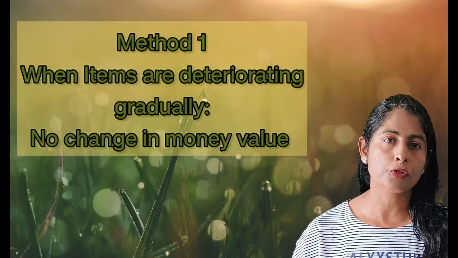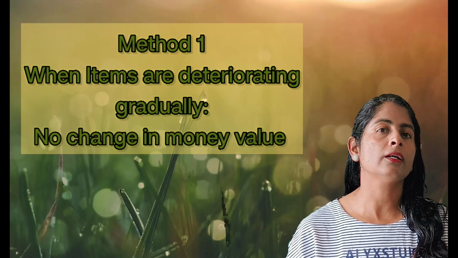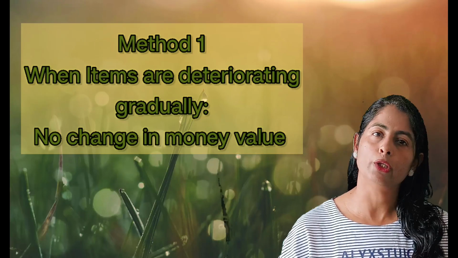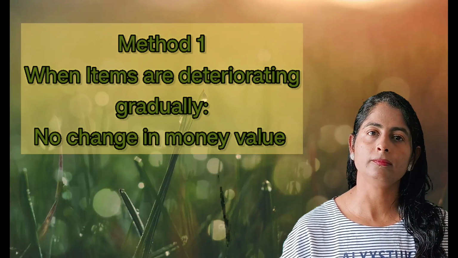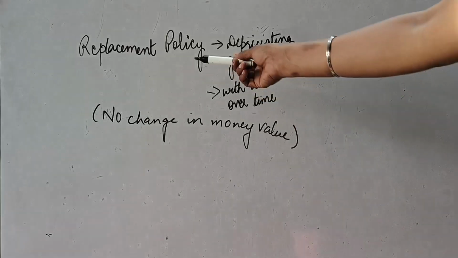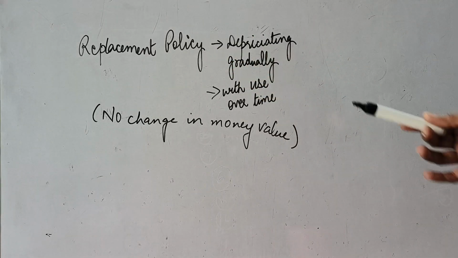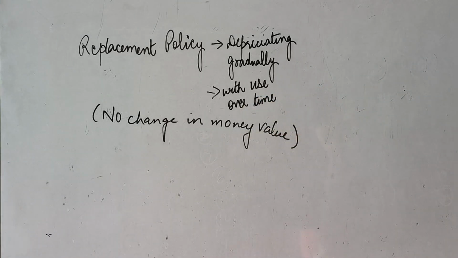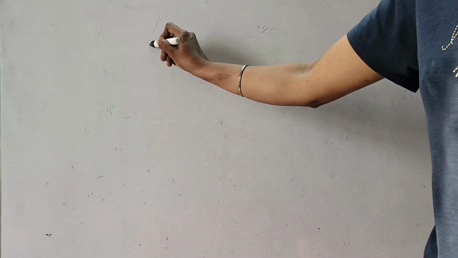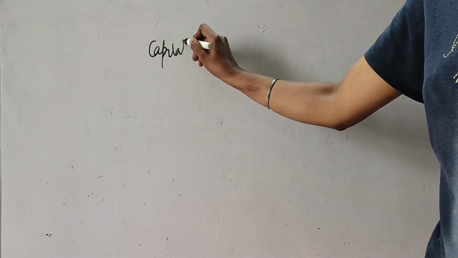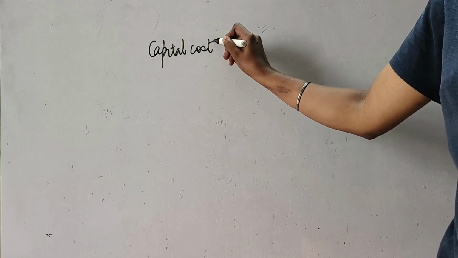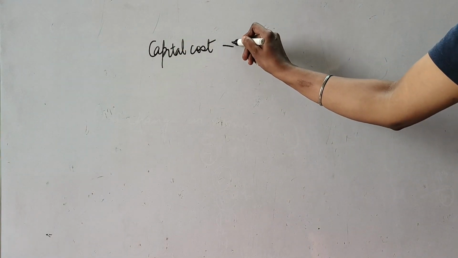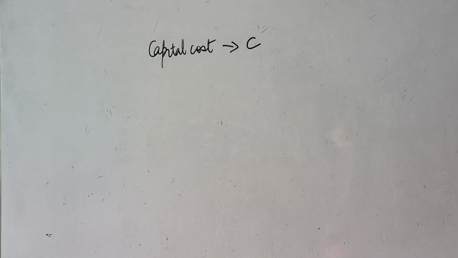Let us start with the first method now, when the things are gradually deteriorating and the money value is not important. So now we will see a practical question of replacement policy where the items are gradually depreciating due to their use over time and the money value has been considered to be constant. Here you have to keep in mind that the capital cost of an asset, which will be spent whenever the asset is purchased, will be written as capital C.